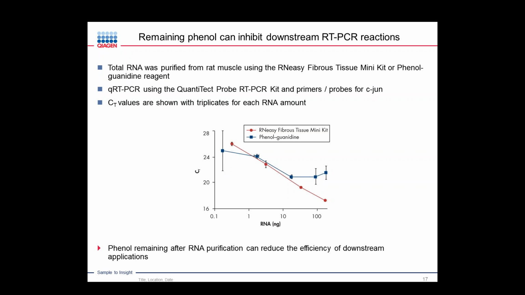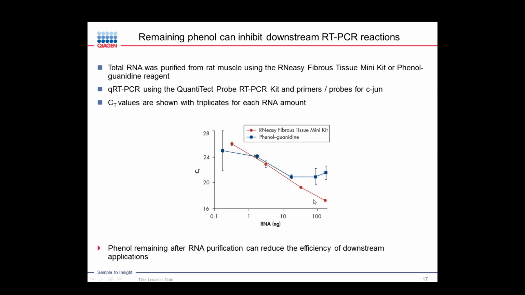CT values are shown with triplicates for each RNA amount. You can see that with increasing input template RNA amounts from the phenol-based extraction procedure, this is the blue curve, there's no linear correlation for the CT values starting with 10 nanograms and higher. The CT values stay the same despite higher RNA input amounts. In contrast, using the RNA extracted with the RNeasy fibrous tissue mini kit, the assay shows a good linear correlation. This is shown by the red curve.